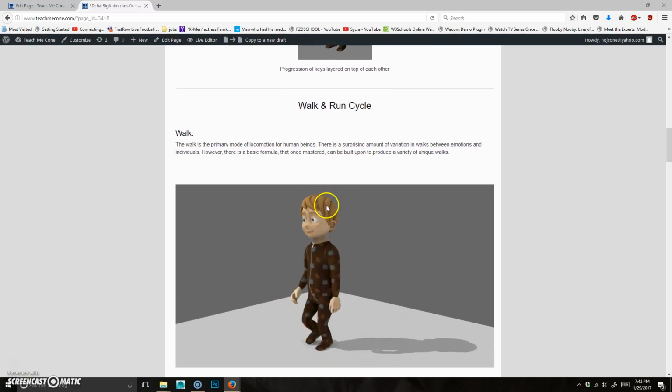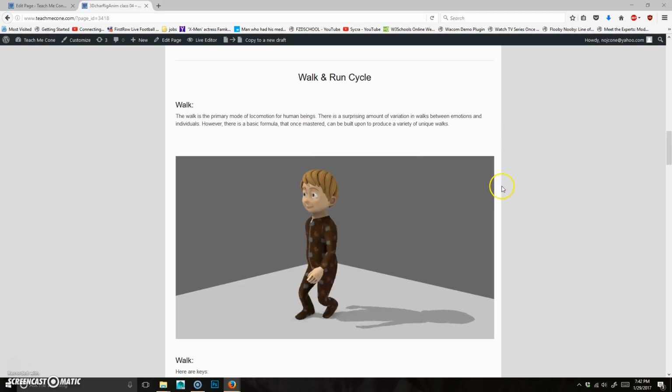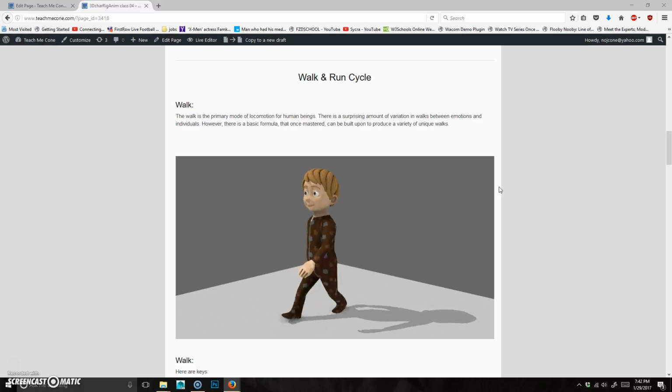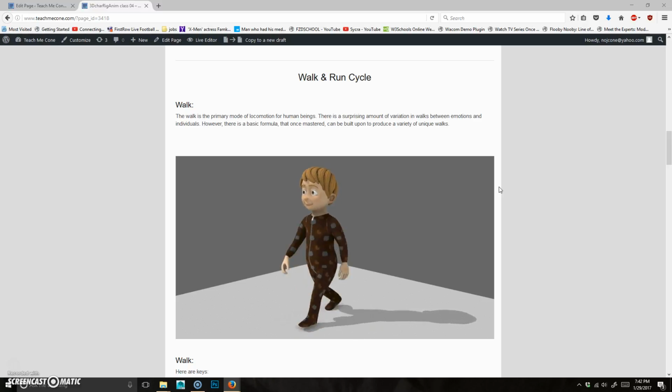So, walk cycle. Obviously this is the main way, at least for humans, well, not even just humans, other animals as well, of moving. We're going to be doing a bipedal walk cycle. Now, a lot can be displayed by a walk cycle. If you want to do some sort of interesting walk cycle, I have no problem with that. I'm mostly just looking for you guys to do a generic walk cycle, okay?